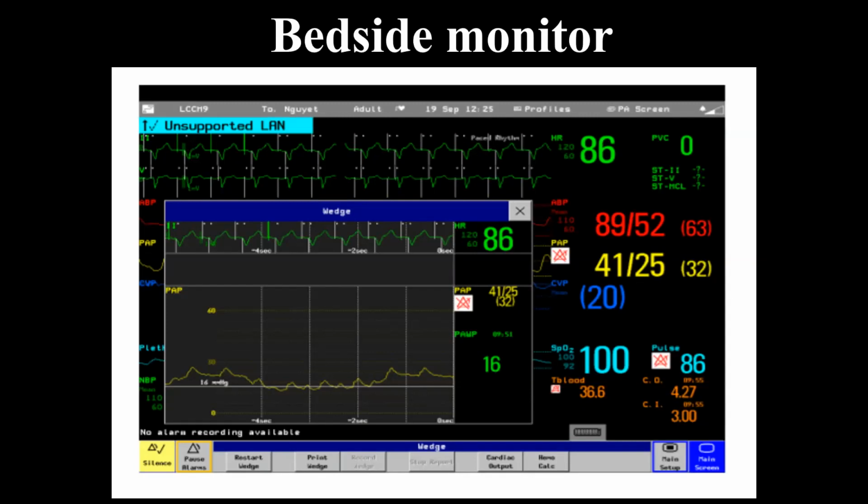Now take a look at this pulmonary artery pressure. What do you think of that? High, low, or normal? Anybody? It's high, right? Yeah, it is. Heck yeah, it is. So I'm going, high pulmonary artery pressure. Take a look at that CVP. Is that high, low, normal?